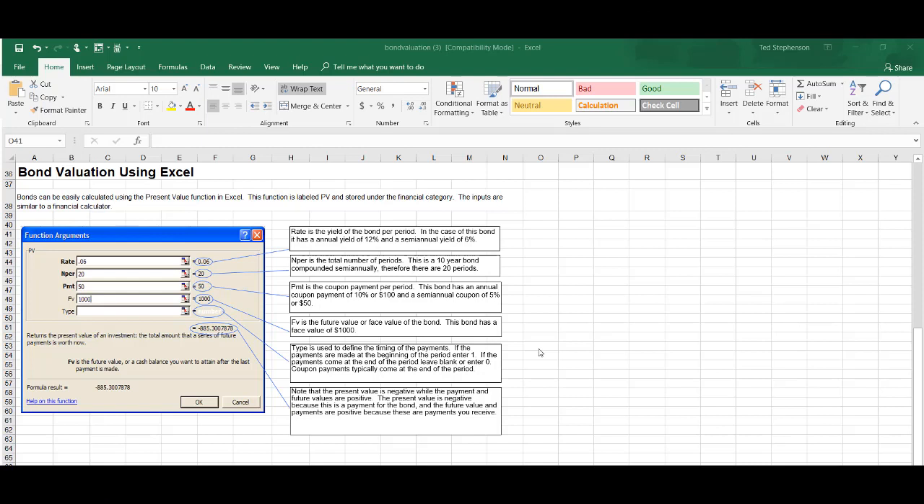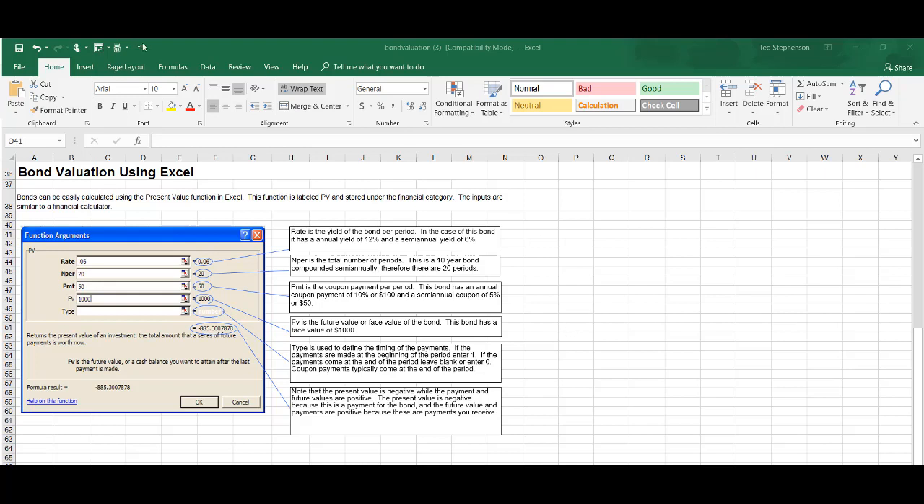Okay, now we're going to look at how we calculate the price of a bond using some functionality in Excel. So we're going to use the same bond. That is a $1,000 face value bond that has a coupon rate of 10%. So semi-annually, that's a coupon of $50, 5%. The future value, face value, is $1,000. But remember, the yield on the bond that the investors want is 12%. So semi-annually, that is 6%. So that's the rate that we use for our present value calculations.